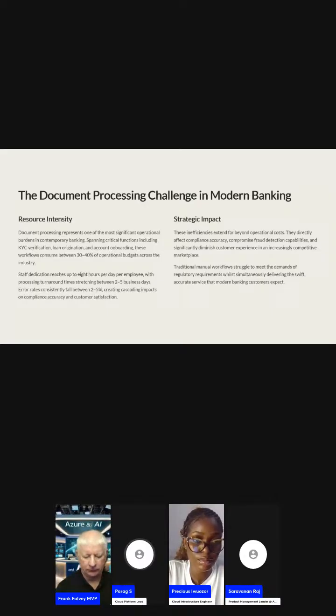Strategic impact also is there. This inefficiency extends far beyond operational cost, right? It directly affects compliance accuracy, compromises fraud detection capabilities, and significantly diminishes customer experience in an increasingly competitive marketplace. Because if the customer is not happy, they are very well going to go to some other bank or some other places. So accuracy and speed is the key in today's world if you want to make the customer happy, as well as make sure your compliance and everything is in place.